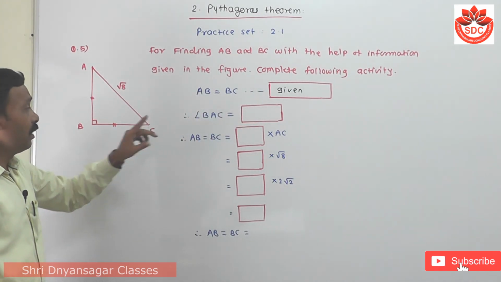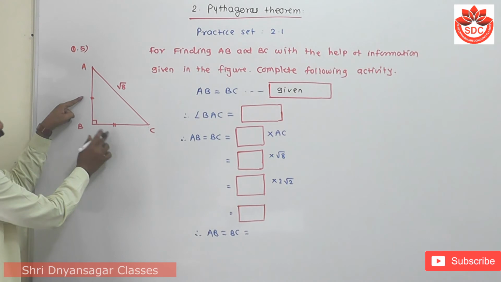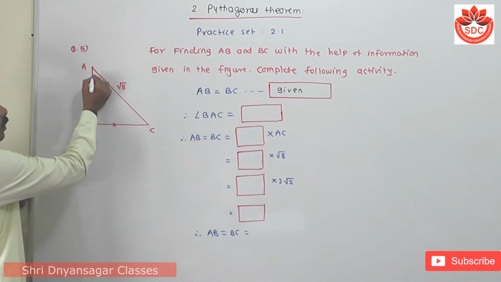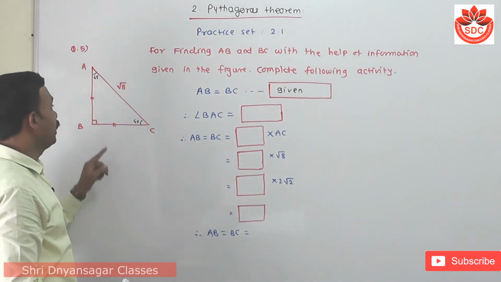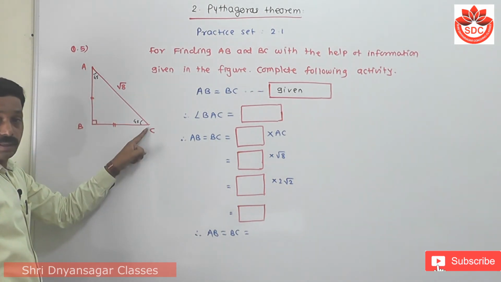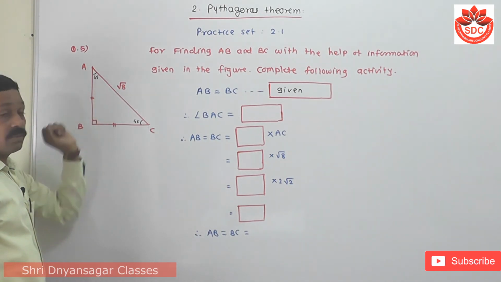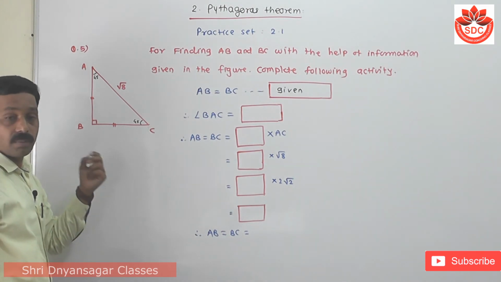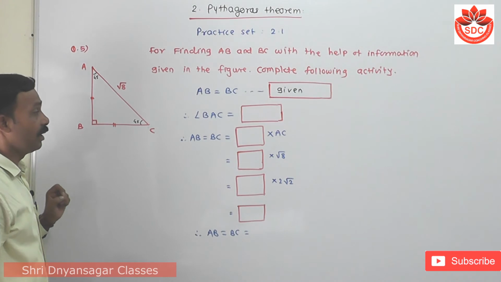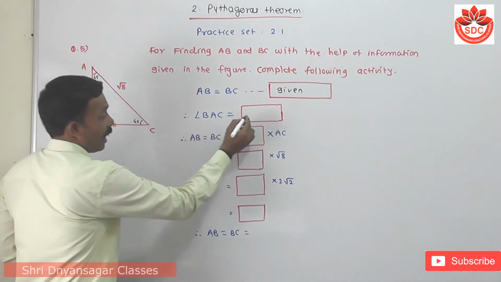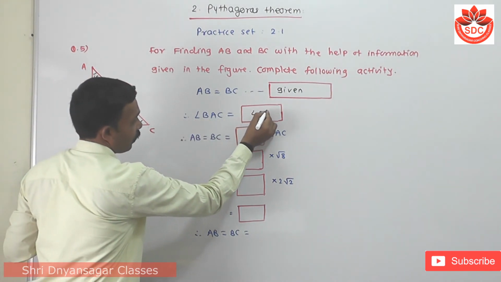Then if two sides are equal and one angle is a right angle, then the remaining two angles are 45 degrees. So these angles mean that angle BAC or angle BCA is 45 degrees. By using the sum of all angles of the triangle, this angle is how much degrees? 45.